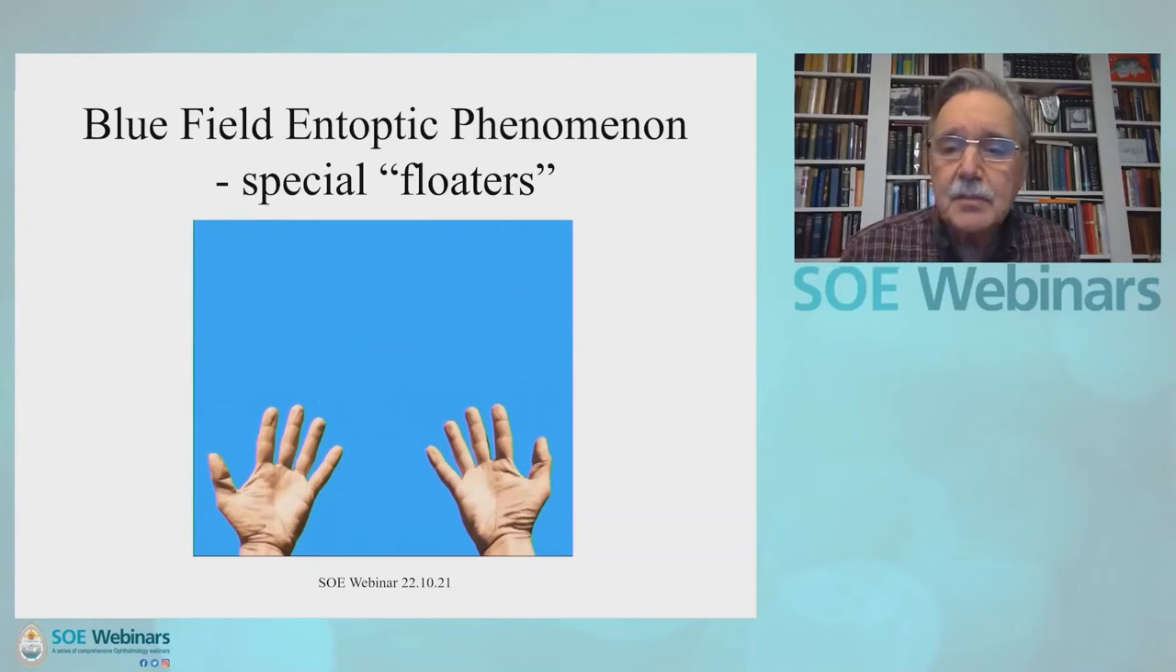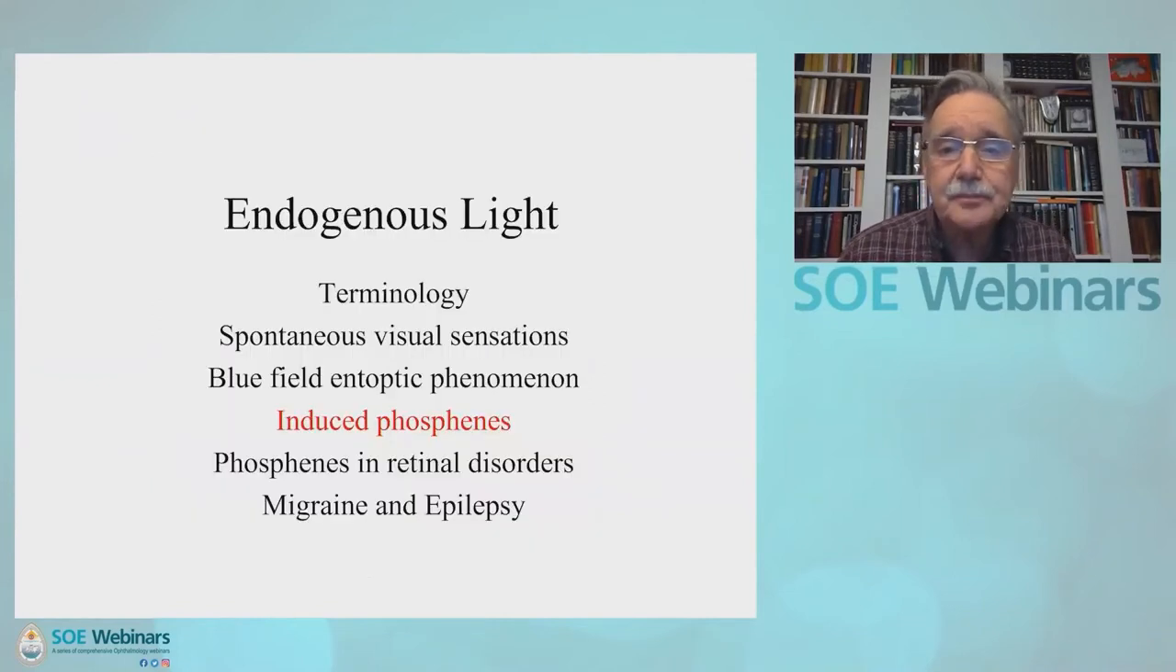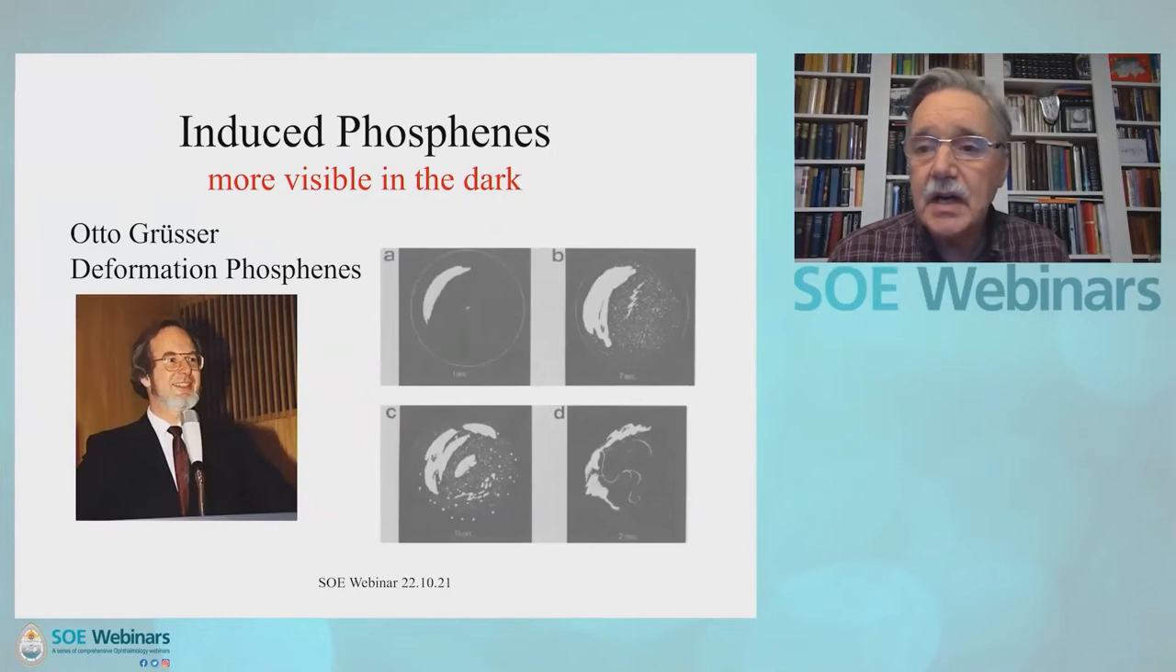Sometimes people notice them and think they've just appeared. So they may go see an ophthalmologist thinking there's something wrong. And some time ago, they were actually used to monitor progress in the treatment of leukemia. So phosphenes can also be induced. The commonest are deformation phosphenes. And these, of course, are much more visible in the dark because they're being generated in the retina.